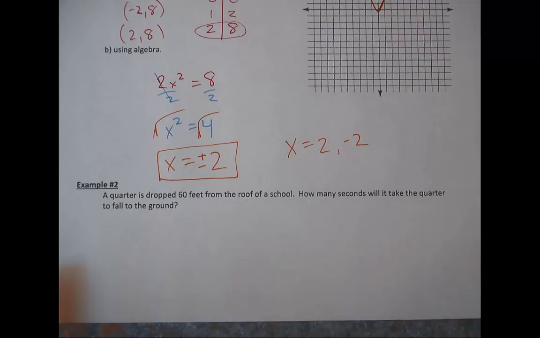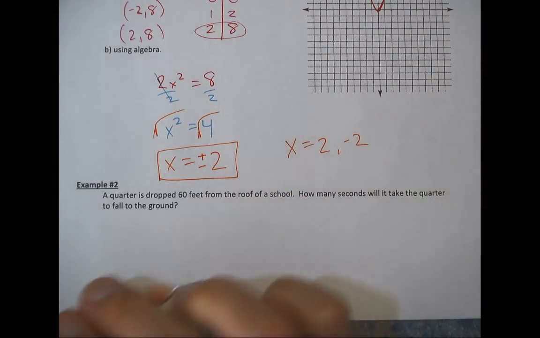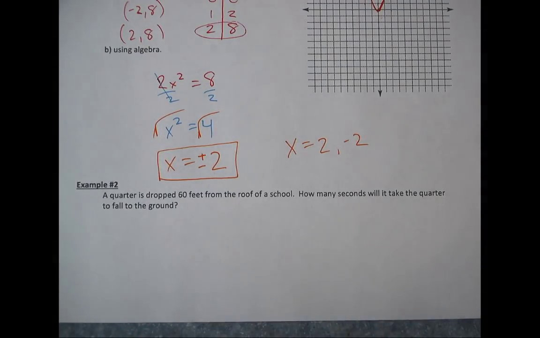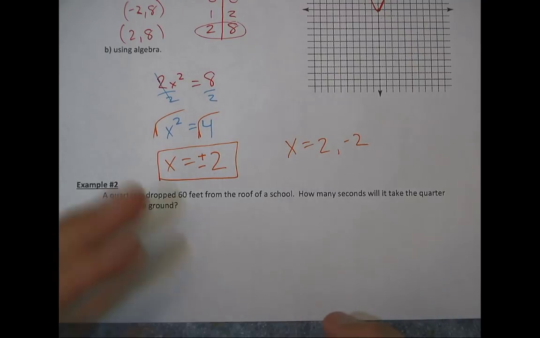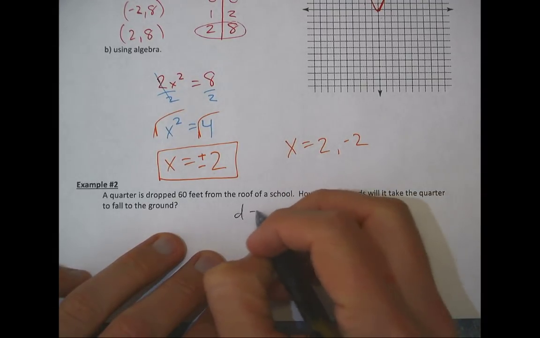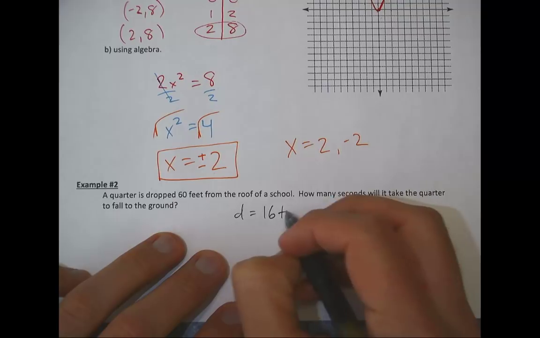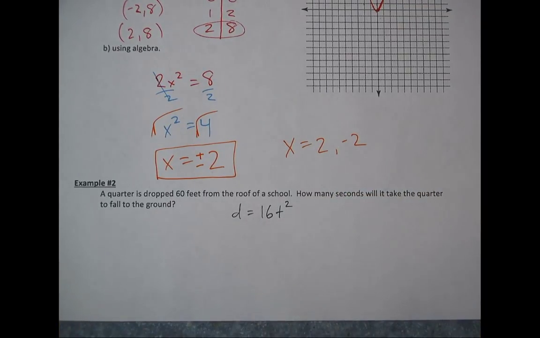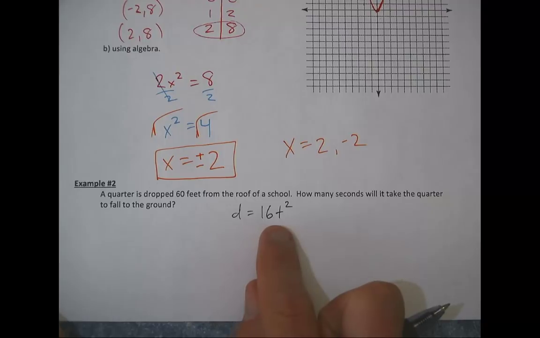So example number 2: a quarter is dropped 60 feet from the roof of a school. How many seconds will it take the quarter to fall to the ground? For this, we need to use our equation that we started using yesterday. Galileo actually found this equation, and it estimates the distance something travels when it's dropped over a certain amount of time. So its distance equals 16 times t squared. This is an equation that we're going to have to memorize. When something is dropped, the distance equals 16 times the time squared.